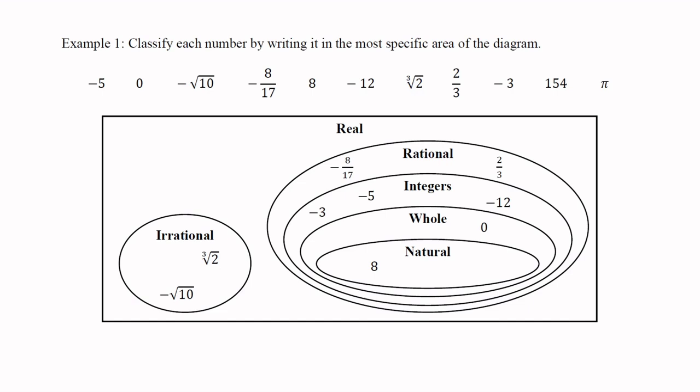154. It's rational. The denominator is 1, so it's an integer. It is a whole number because it's not negative, and it's natural because it's not 0. And then finally, pi, we discussed this one. It is an irrational number.